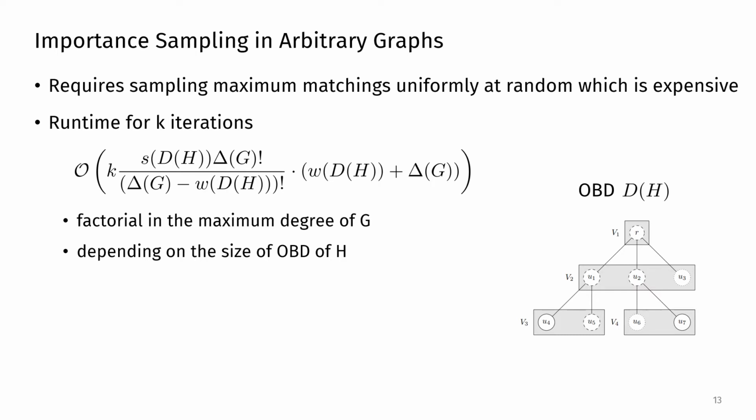So the overall runtime after k iterations is, of course, depending on k, but also depends factorially on the maximum degree of G. And the maximum degree of G can easily be in the thousands for larger graphs. And also it depends on the size of the OBD of H. Now, if you look closely at the OBD, then you might notice that it looks pretty much like a tree. And this is because trees are natural examples of an OBD, so they are trivially already an OBD.